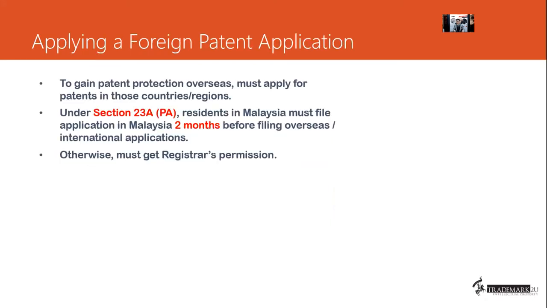Can I file a foreign patent directly without going through the Malaysian local patent registry? The answer is no. By right, you must file in Malaysia first, 2 months before you file overseas. Otherwise, you must obtain the registrar's permission under Section 23A, permission from the Registrar of Patents to allow you to file overseas without going through the Malaysian local application.